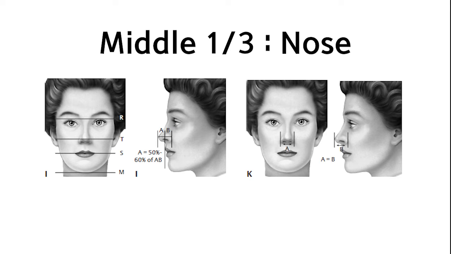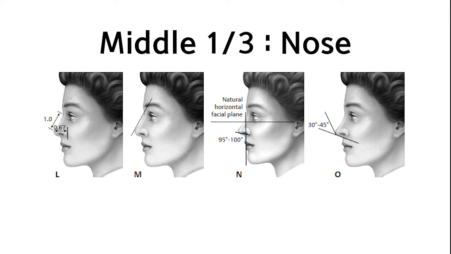The nasal tip projection equals the alar base width, and the nasal tip projection should be approximately 0.67 times the ideal nasal length. This relationship also only holds true if the nasal length is correct.